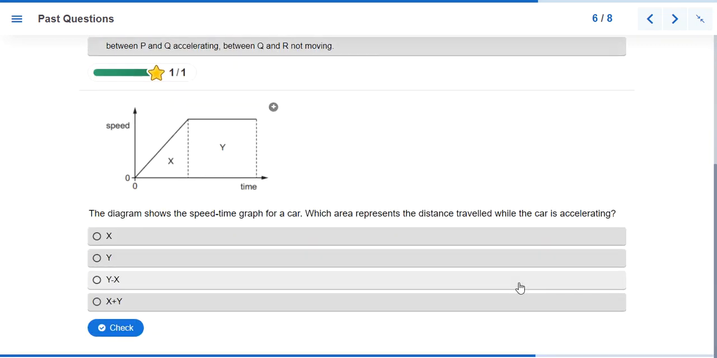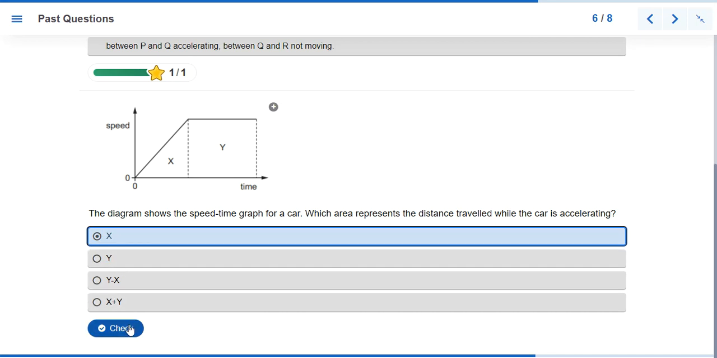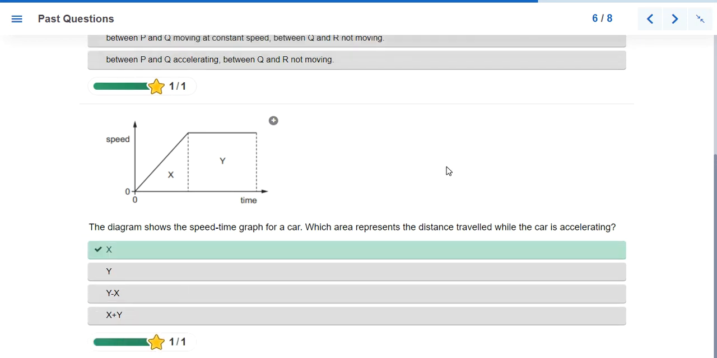Now, looking at the second question, the diagram shows the speed-time graph for a car. Which area represents the distance traveled while the car is accelerating? While the car is accelerating, it's moving from 0 and covering a triangle before going for constant speed at Y. That will be X. Let's check. Correct.